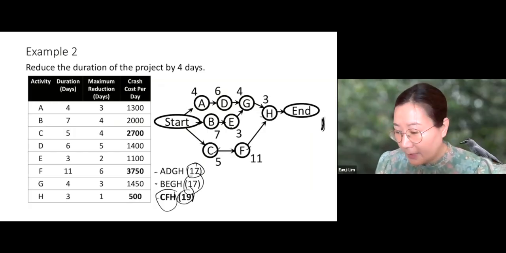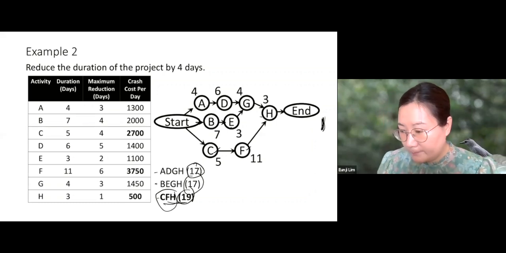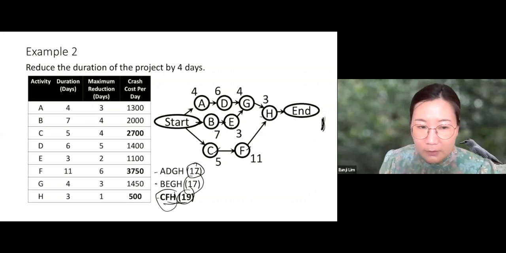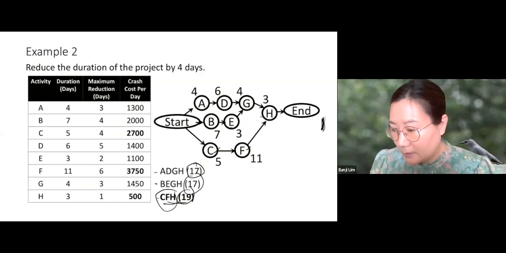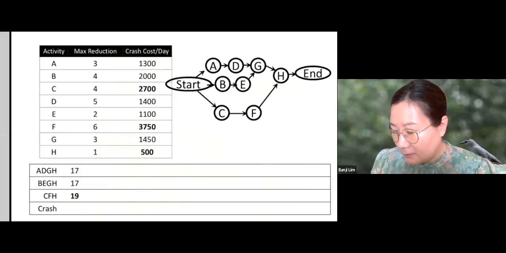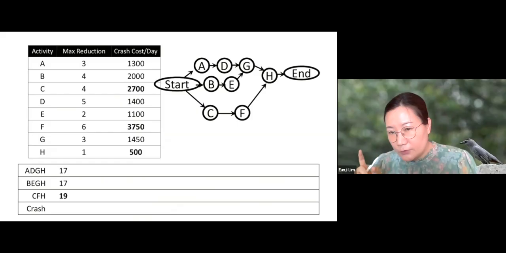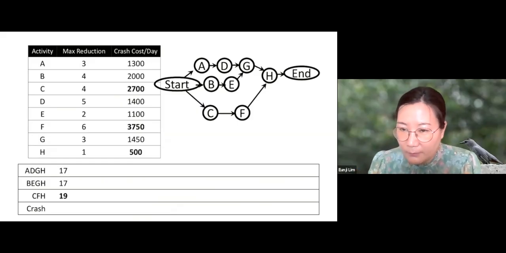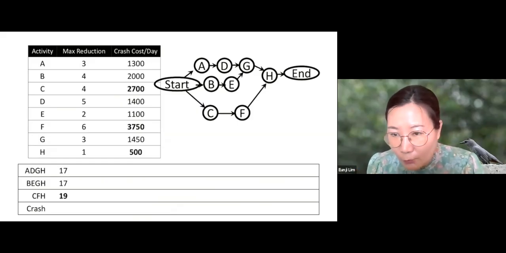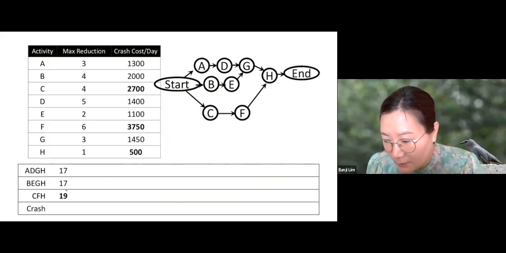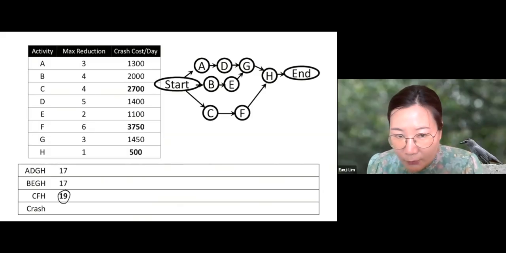So what's the critical path? The longest path is CFH. Now we want to reduce the duration of the entire project by 4 days. So let's start from the first day. How would you crash the project by 1 day? Okay, which path would you crash? Since this is the longest path, we want to crash this path.